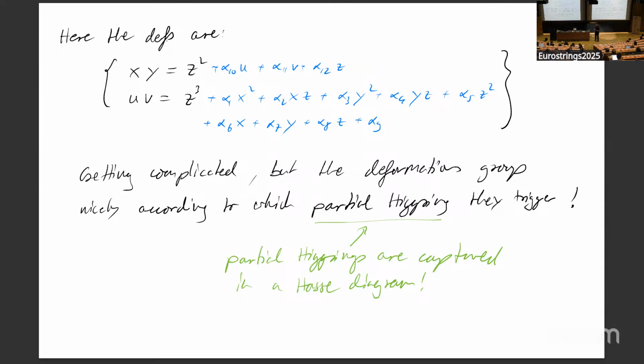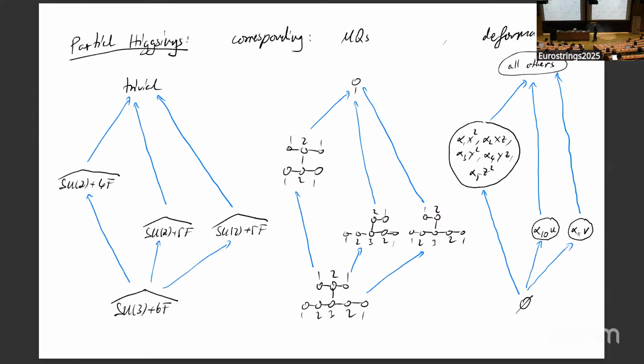And partial Higgsings can be captured in what is called a Hasse diagram. A Hasse diagram is just a partial order as a picture. That's it, nothing fancy. So partial Higgsings, of course, are partially ordered, and that's what I'll show you. So over here, we have the theory SU3 with 6 flavors at infinite coupling. And it can be Higgsed to either SU2 with 4 flavors at infinite coupling, or to SU2 with 5 flavors at infinite coupling, or inequivalently to another SU2 with 5 flavors at infinite coupling. And these all can be further Higgsed, and then we reach a trivial theory, which means just 3 hypers.